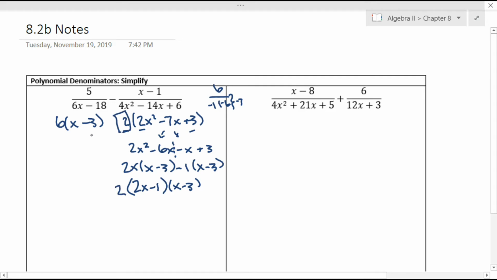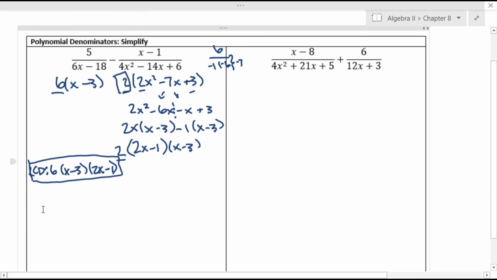So my LCD in this case, what's the smallest number that 2 and 6 both multiply to? That would be 6. I need an x minus 3. And then what's missing from over here is the 2x minus 1. So this is going to be my LCD. Oh, that was tough. Now the rest of it is the same.